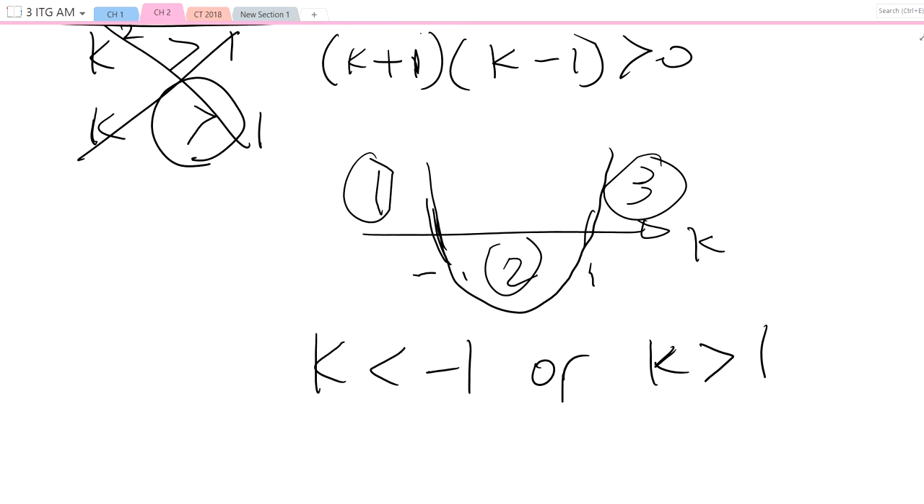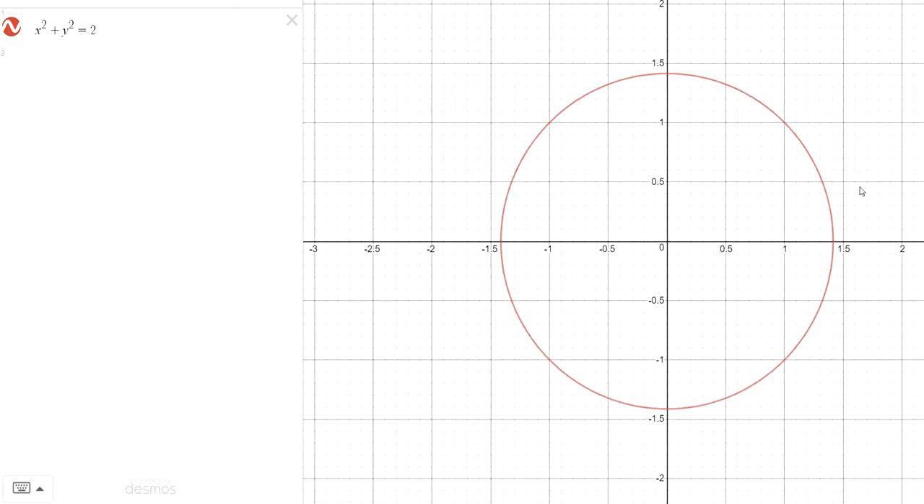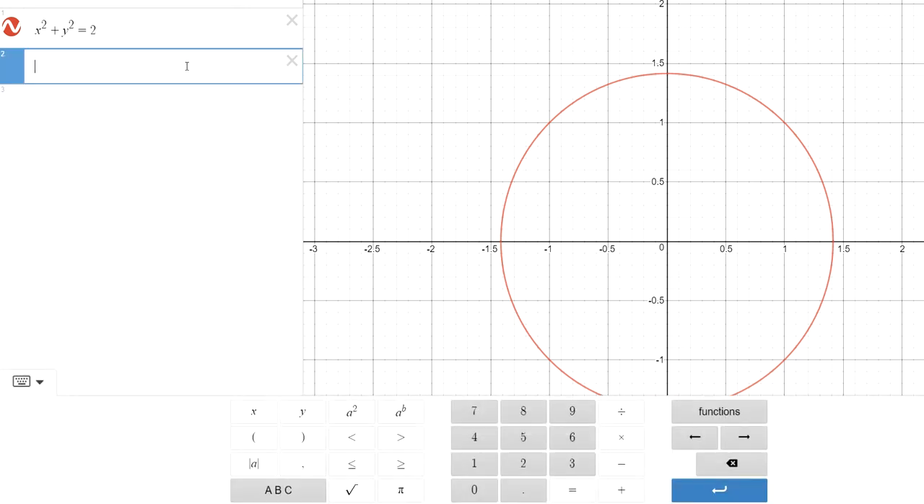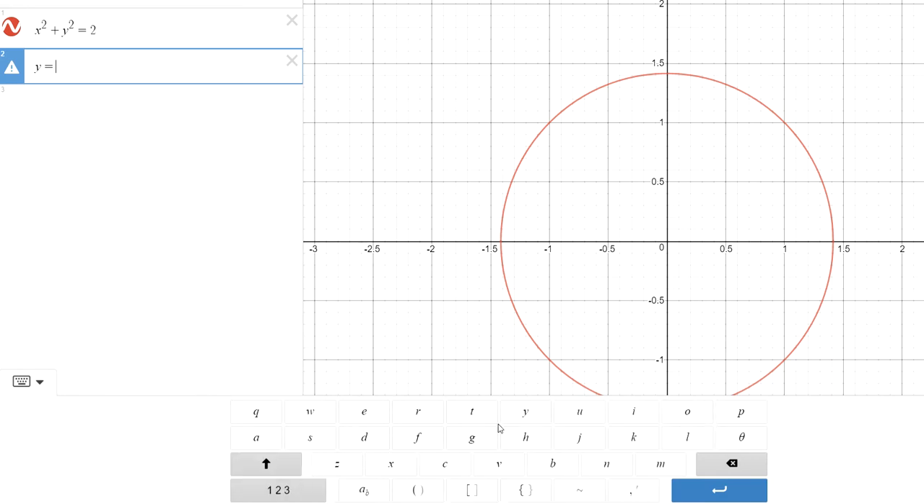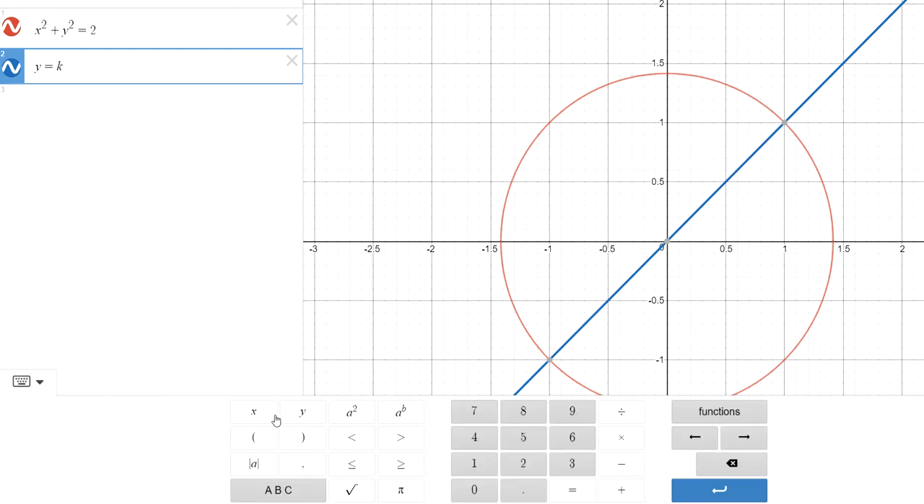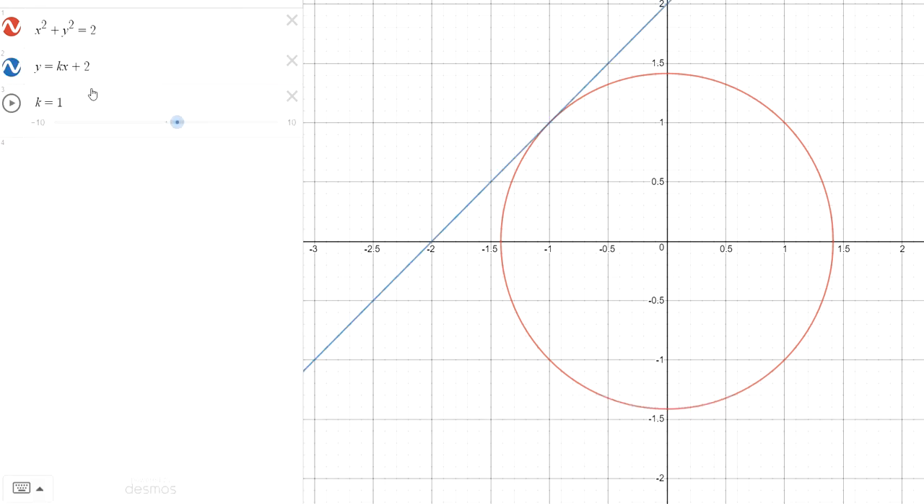Let's try. How do we try? Okay, I've got my graph circle over here, right? Let me draw in the next equation. y equals kx plus 2. I don't have k. Okay, k. y equals k x plus 2. Look, this program is so good. It allows me to change the value of k.